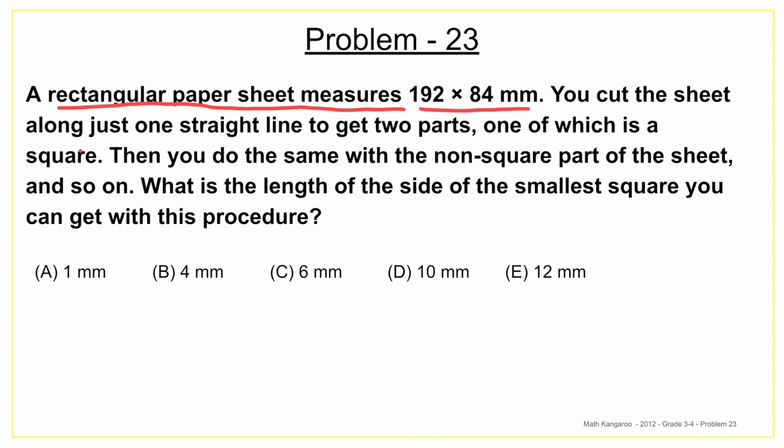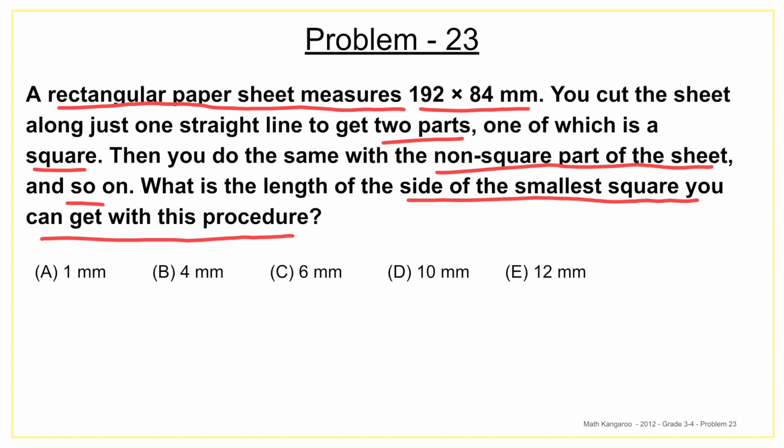Problem 23. A rectangular paper sheet measures 192 by 84 mm. You cut the sheet along just one straight line to get two parts, one of which is a square. Then you do the same with the non-square part of the sheet and so on. What is the length of the side of the smallest square you can get with this procedure?